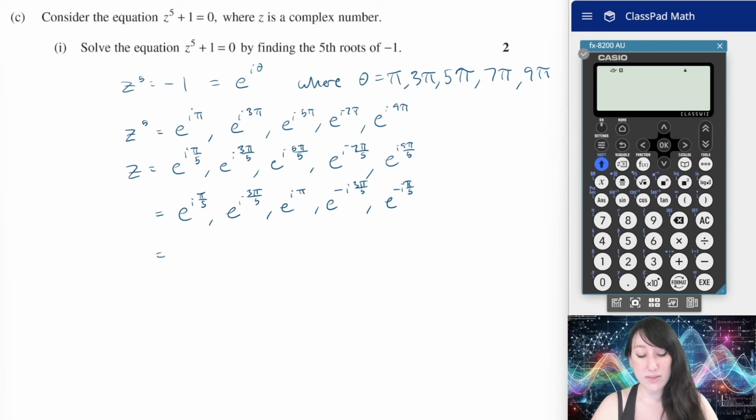And so our solutions are e to the minus i times 3 pi over 5, e to the minus i times pi over 5, -1, again, e to the i pi is -1, e to the i times pi over 5, and e to the i times 3 pi over 5.